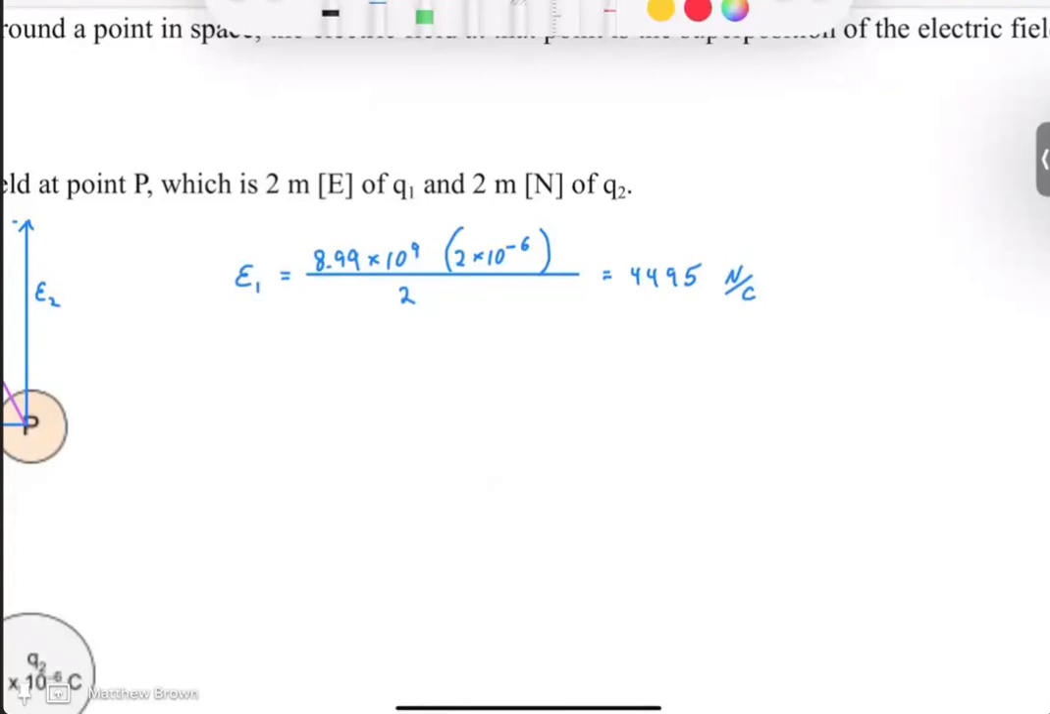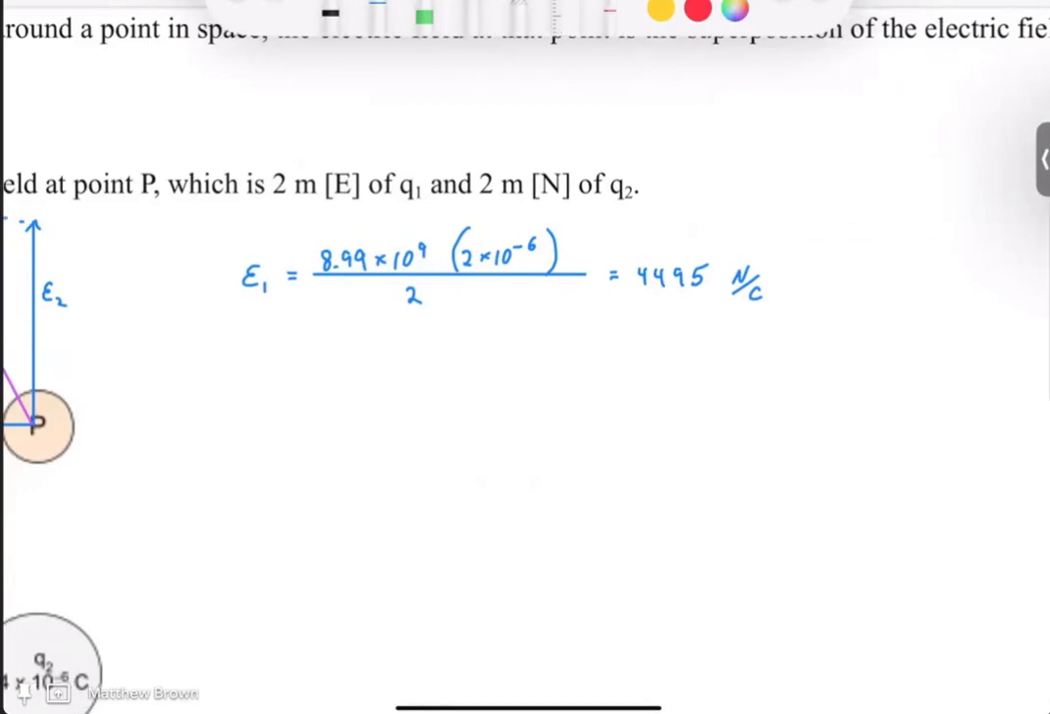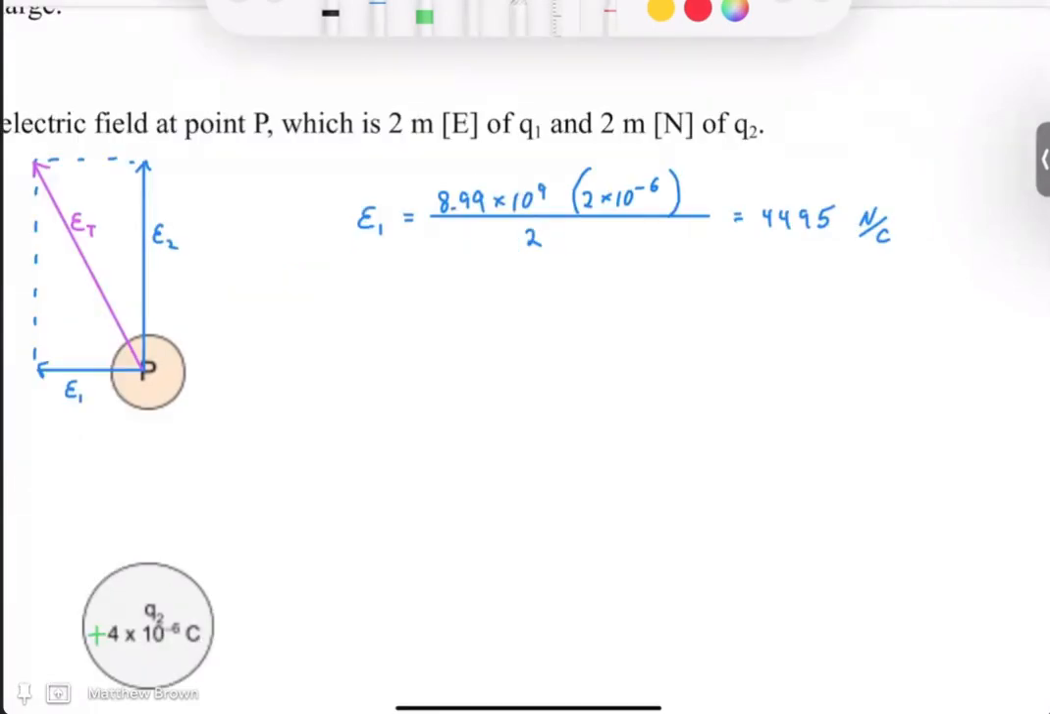And note the units here, right? It's newtons per coulomb. So this is the force that would be experienced for each coulomb. And then we can do the same thing, effectively figure out the magnitude of E2, which is going to be very similar.